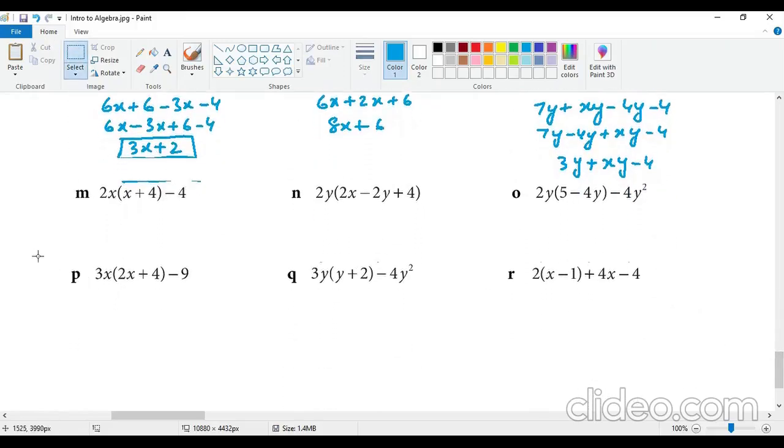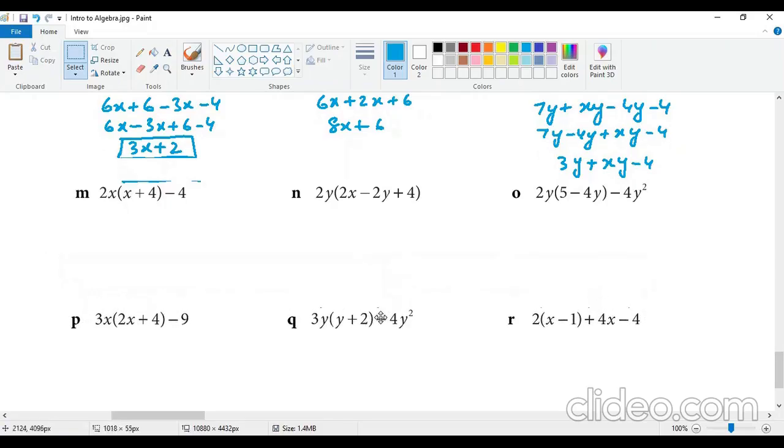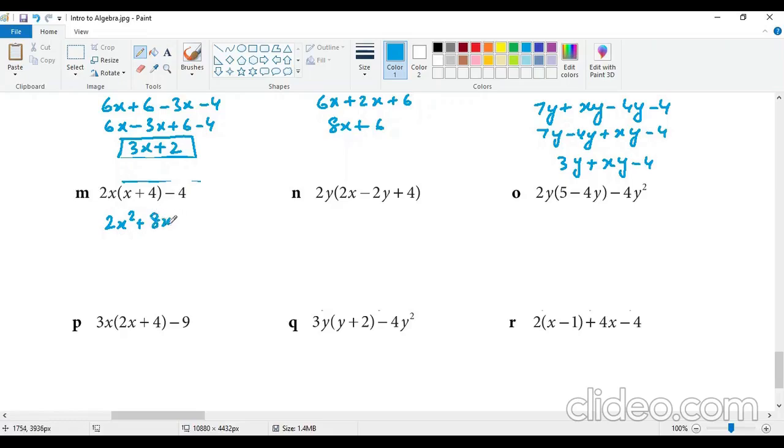Now moving on to the next one, is going to give us 2x square plus 4 times 2 is 8x minus 4. All are different terms, all are unlike terms. We cannot do anything further with this. Now we are multiplying first by this, second by this, and third by this with 2. So first one will give you 4xy minus 4y square and plus 2 times 4 is 8y. All are different, all are unlike terms. We cannot do anything with this.